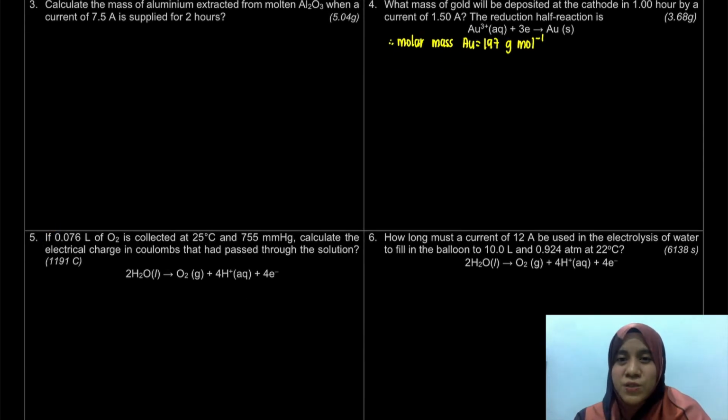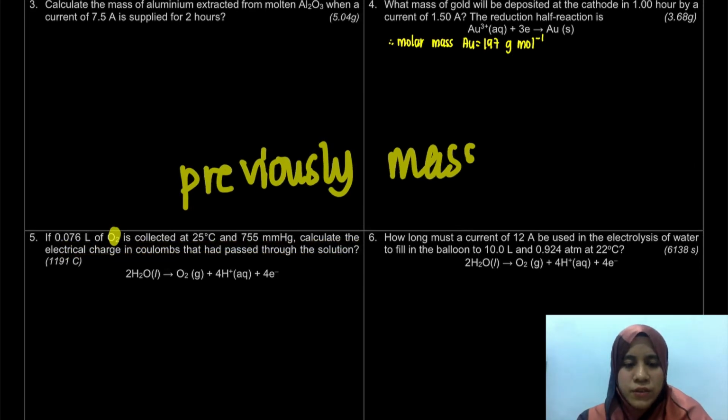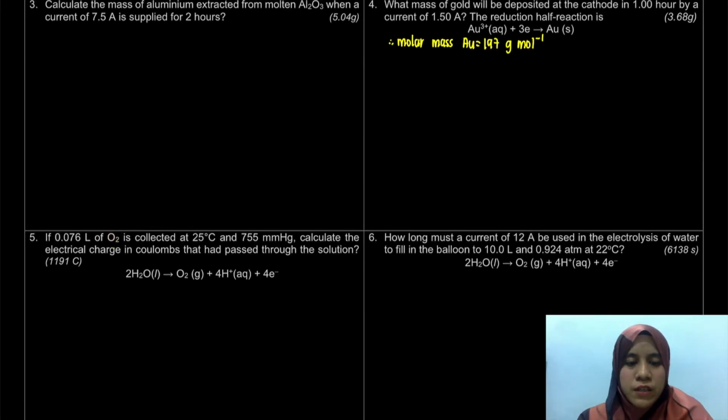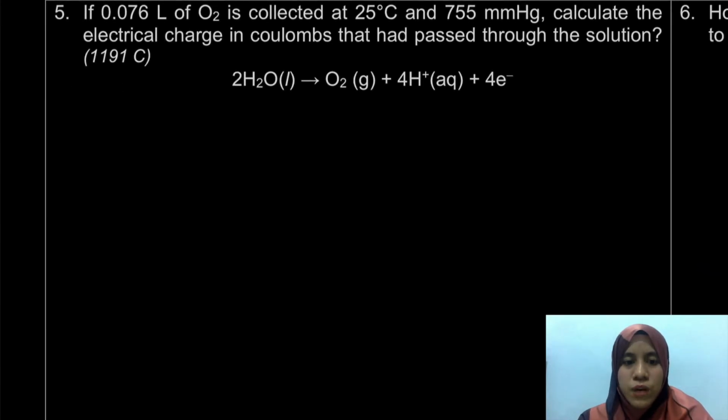Question 5 and onwards is quite a different question. Here is the information given, but here it gives you oxygen. Previously, they asked you the mass of metal, right? But here it is oxygen. Here it gives you the volume. How to do it?